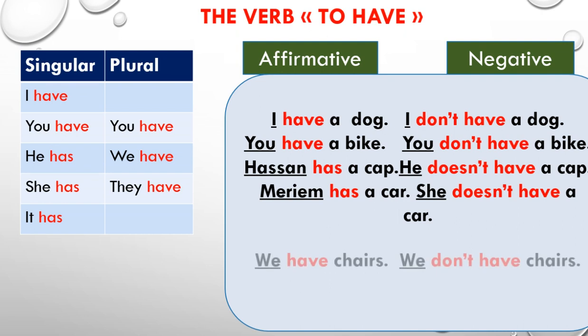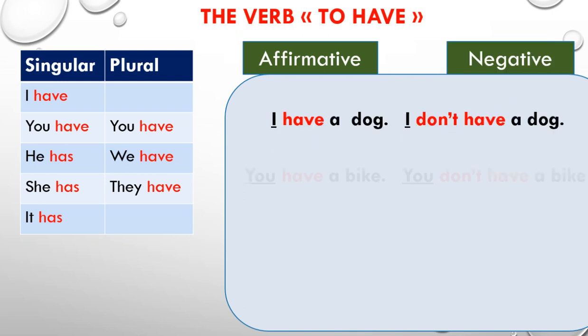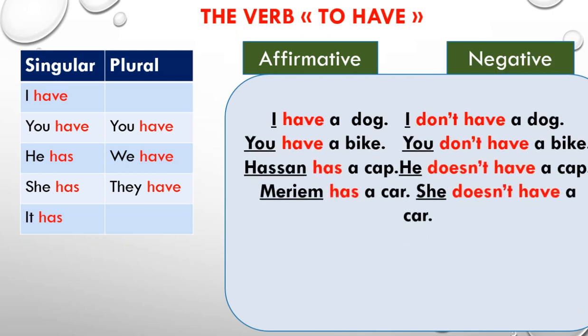Now next example is Maryam. Maryam has a car. This is the affirmative sentence. Now the negative sentence is she doesn't have a car. Be careful here when you change the affirmative sentence into the negative sentence. So has affirmative, negative doesn't have. Maryam has a car يعني مريم تملك سيارة. Maryam doesn't have a car يعني مريم لا تملك سيارة.